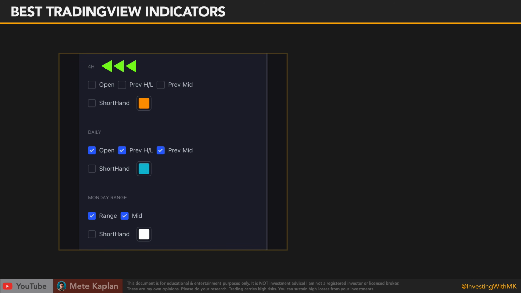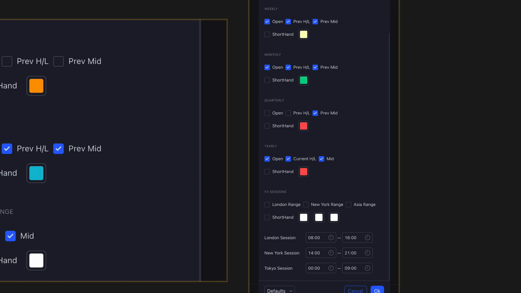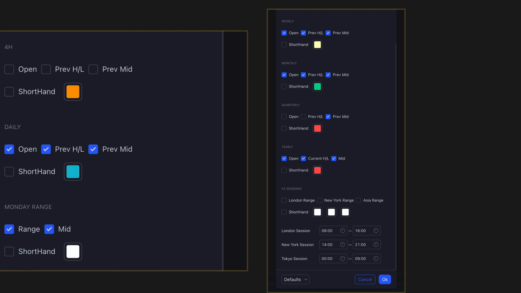For the main settings, first of all, I do not use 4-hour based levels. I mostly focus on daily and above levels, using the open value, previous day high, low, and middle, basically the EQ value. I also keep the Monday range. These settings are also the same for weekly, monthly, and yearly levels. I do not use quarterly levels so much, it is just my personal preference. I also do not use the FX sessions on this indicator, I use another indicator for this.